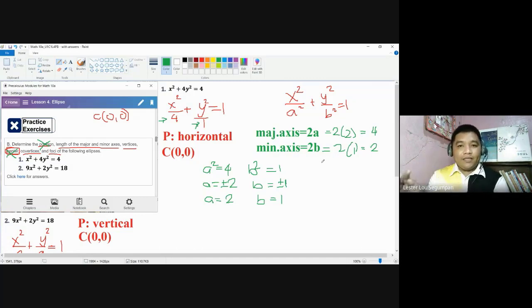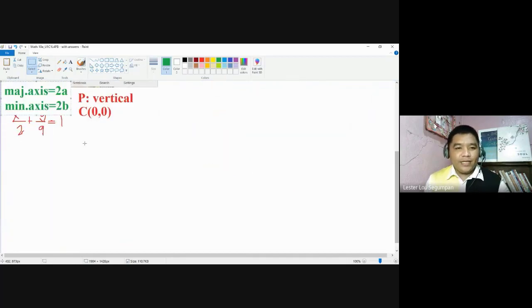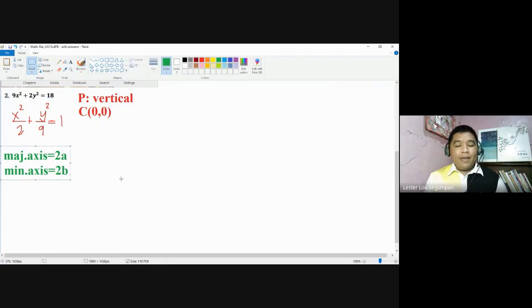Again, let me clear. I might jump from 1 to 2 so that we could immediately follow the same concepts. So for number 2, same concern. Regardless of whether they are formed vertically or horizontally, the major axis is always 2a, while the minor axis is 2b. But here, this is our a squared, because this is the value larger than the other, which is 2. So our a squared here is equal to 9.